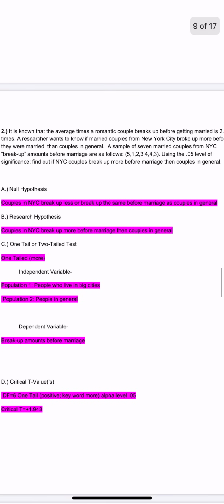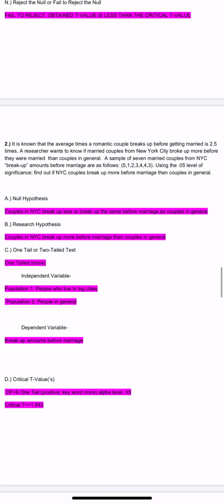All right. It is known that the average number of times a romantic couple breaks up before getting married is 2.5 times.